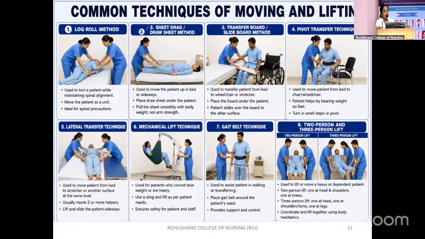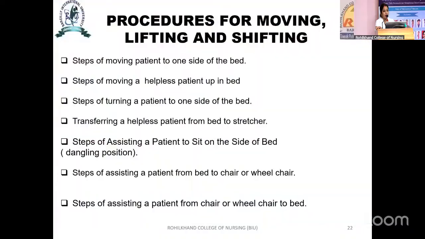Gait belt technique. Use this to assist a patient who is walking or transferring. Place the gait belt around the patient's waist and transfer the patient from one place to another. Two and three person lift, used to lift or move a heavy and dependent patient. Two person lift, one at head and one at shoulder. Two person lift, one at head and shoulder, one at knee. Three person lift, one at head, one at shoulder and back, and one at the legs.